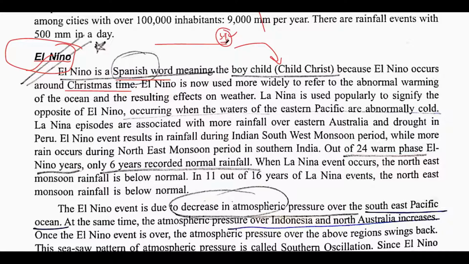So in the southeast part there is a decrease in pressure and increase in temperature. So there is a wind movement from southeast towards the west, that is from Australia towards North America. This movement leads to a higher amount of rainfall in North America and drought in Australia. This phenomenon is known as El Nino.